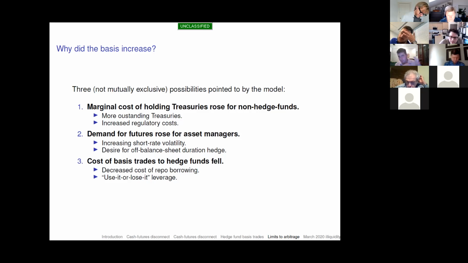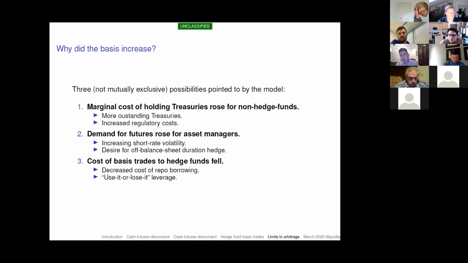However, I think it's worth mentioning the two theories here. One is that there's a decreased cost of repo borrowing for hedge funds. Oftentimes people mention sponsorship in DVP may have had something to do with this. I'm very suspicious of that simply because DVP borrowing is small relative to total hedge fund borrowing, and even relative to the size of the basis trade.